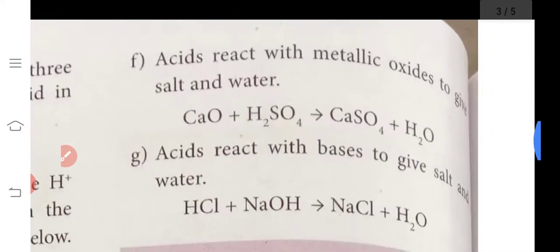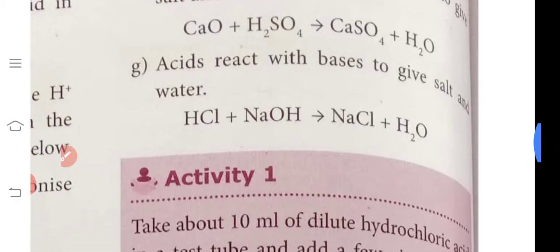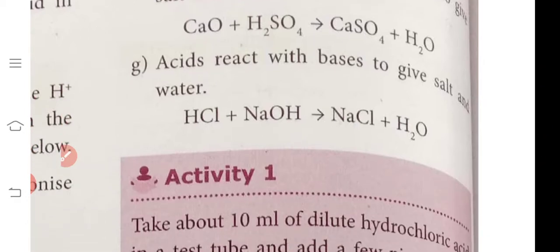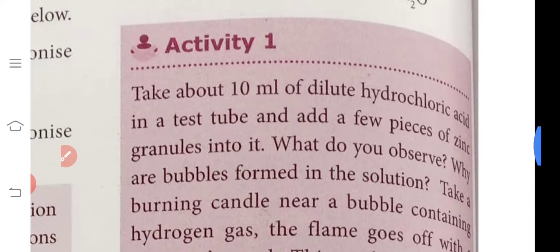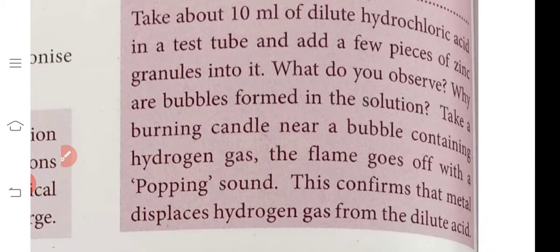Next, acids react with metal oxides to give salt and water, and acids react with bases to give salt and water. So you see these two reactions. CaSO4 is a salt, NaCl is a salt. NaCl is a common salt. Activity 1, do this activity. You do not have hydrochloric acid. If you come to school, I will do this experiment. You read this experiment.